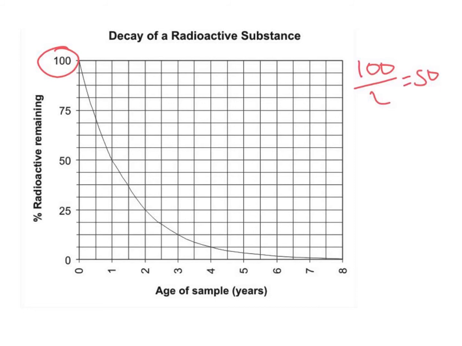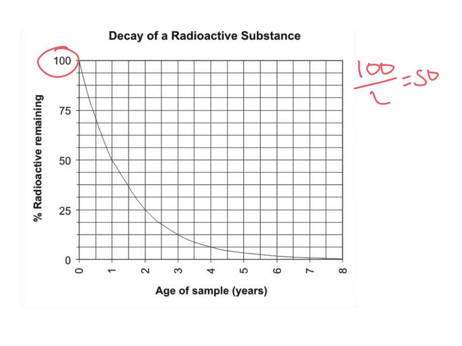So just to remind you, I always look at the highest number my line of best fit has got to at the start of the graph. I divide that by 2 to work out half of it. 100 divided by 2 is 50. I come down to 50, I go across to my line of best fit and down to my x-axis. And the answer is that my half-life is 1 year.